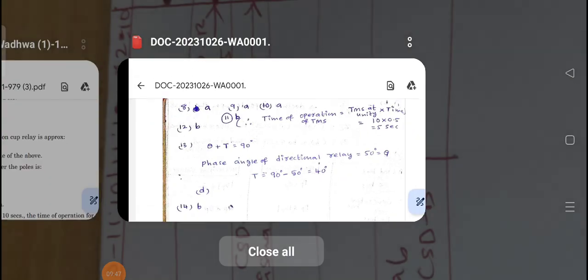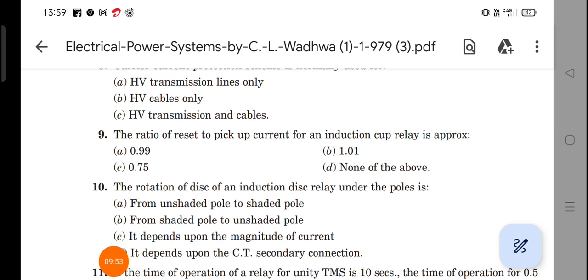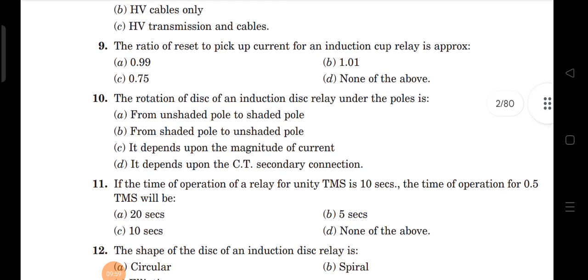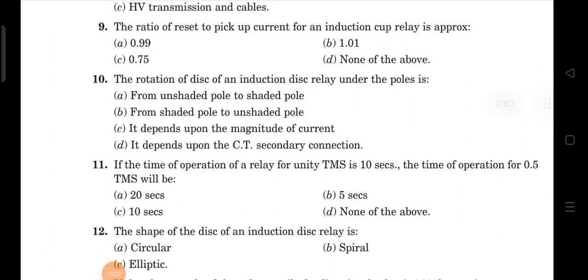Next question. The rotation of the disk of an induction disk relay under the pole is? See here, in the case of induction disk type relays, the rotation is always from the unshaded pole to the shaded pole region. That is the first option. 10th one, the first option is correct. Next, 11th one.